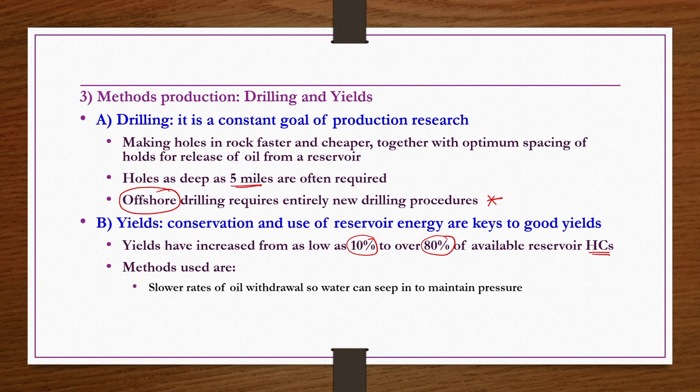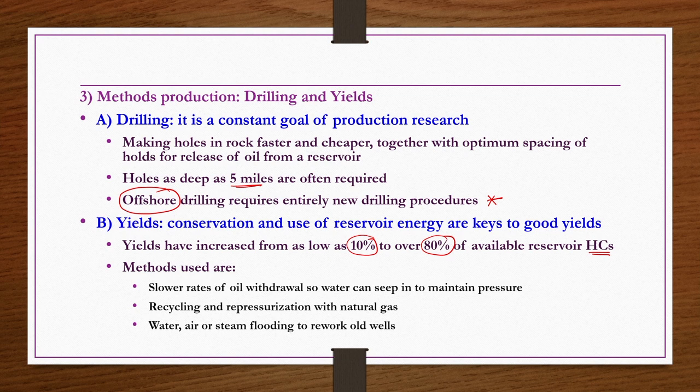Methods used are slower rates of oil withdrawal so water can seep in to maintain the pressure, recycling and repressurization with natural gas, water, air or steam flooding to rework old wells, and enlargement of drainage channels in limestone bearing rock by acids like hydrochloric acid. There may be many other methods and approaches possible, but we are not going into the individual details of these methods.